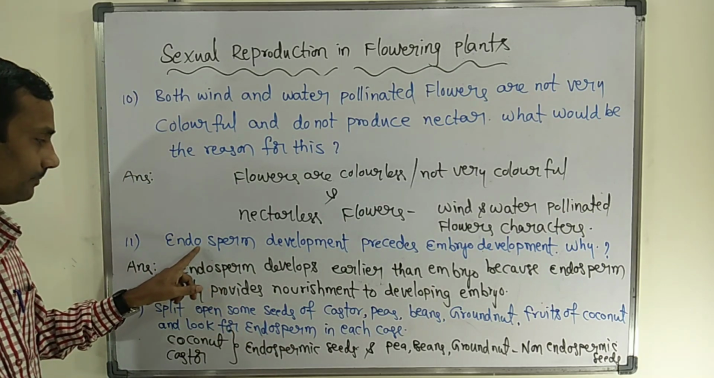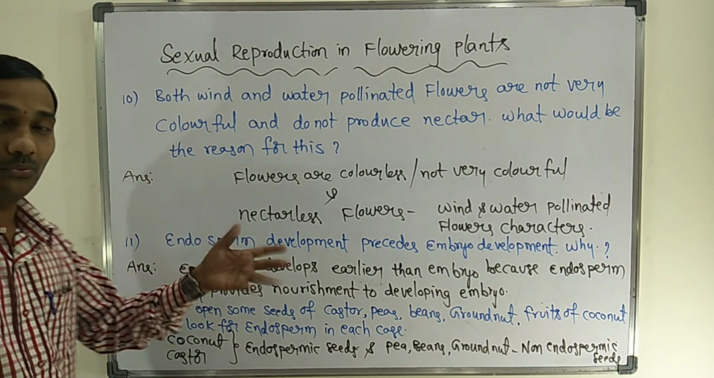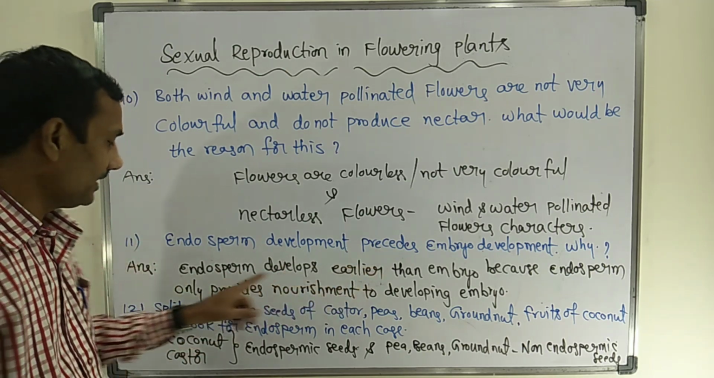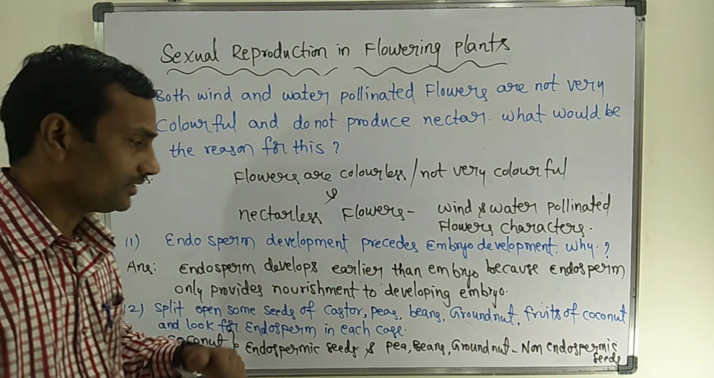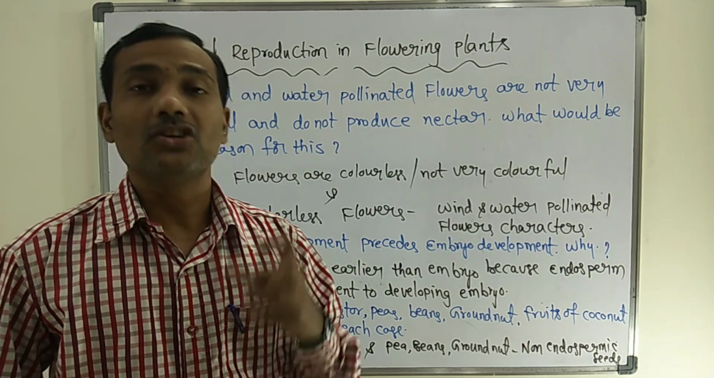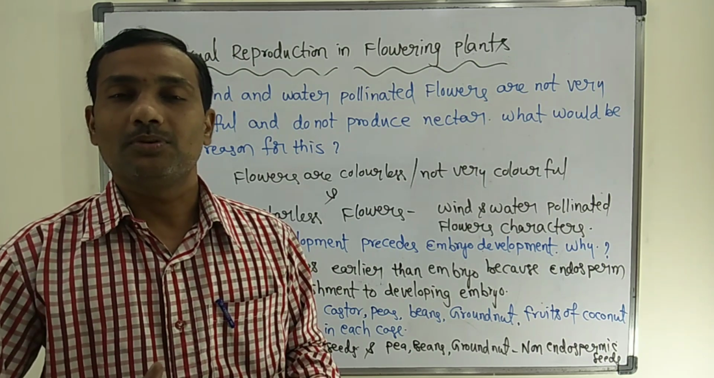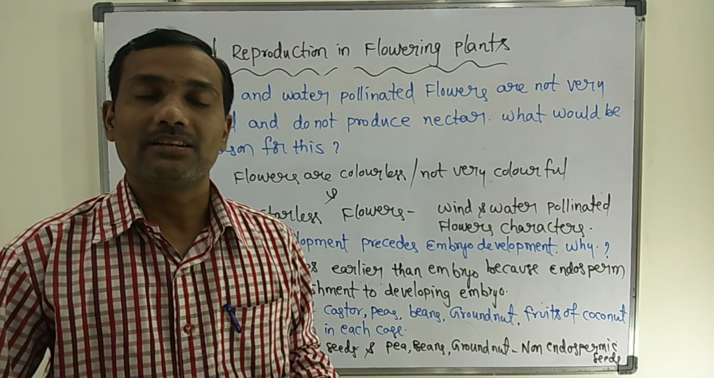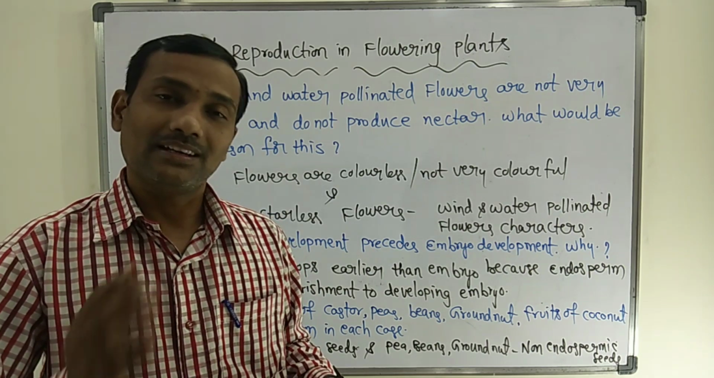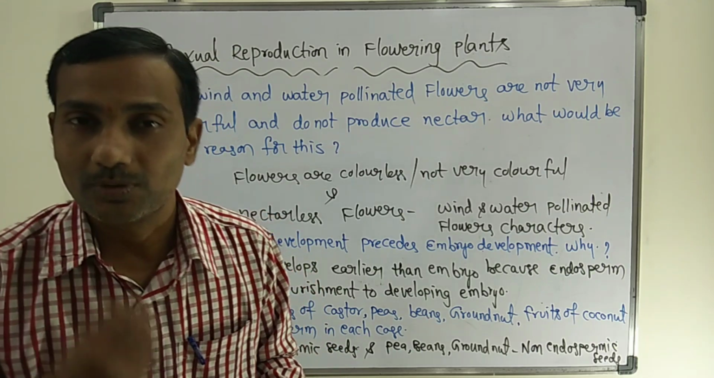Next, 11th question. Endosperm development precedes embryo development. Why? Endosperm develops earlier than the embryo because endosperm provides nourishment to the developing embryo. In all plants, endosperm develops before embryo development because it has to provide nourishment, nutrients, and food materials to the developing embryo. So in all plants, the endosperm is formed before embryo development.